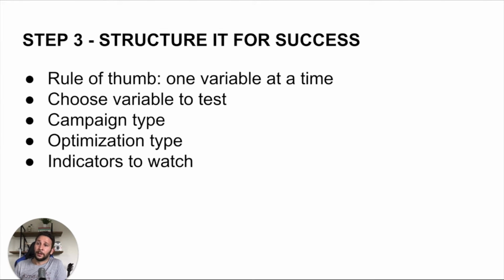Step number 3, structure the ad campaign for success. The rule of thumb, and this is really important, is one variable at a time to test. So if you say, oh, I want to test an ad, yeah, that's great, but an ad has many components. It has the copy, headline, the creative, many things, right? So what do you want to test? And that doesn't count as one.